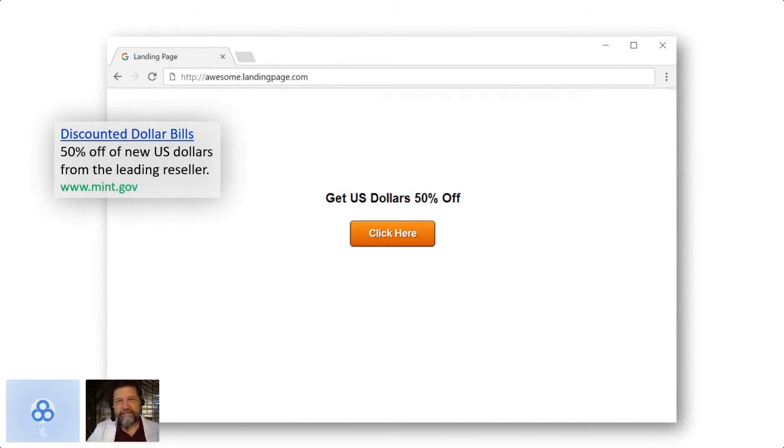We're going to assume that the traffic coming to the site is from this paid search ad. Discounted dollar bills, 50% off, new US dollars from the leading reseller, www.mint.gov. And coming to this landing page, get US dollars 50% off. Click here. So this is a good landing page. It keeps the promise and invites the visitor to take action, to make that choice. But nothing happens when you click on the click here button. Nothing that helps the business and certainly nothing that helps the visitor. So we need to do something more.